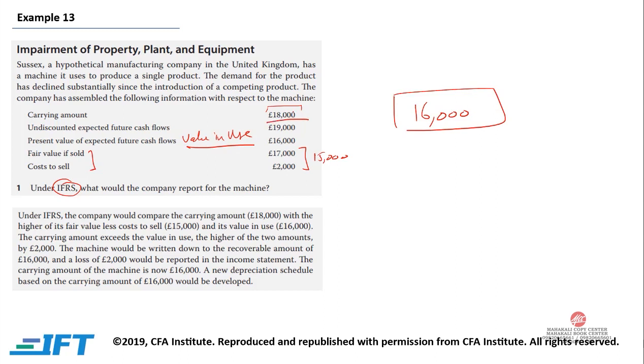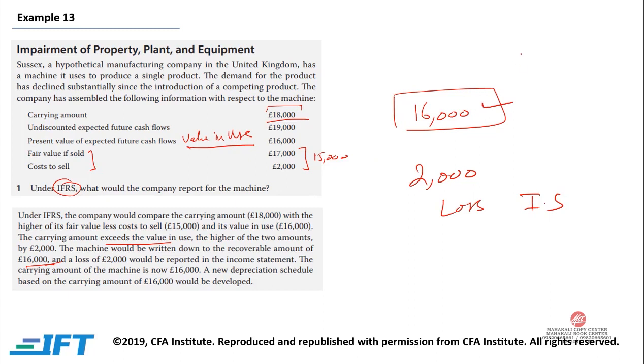And we need to compare it with the carrying amount of 18,000. So 18,000 is more than 16,000. Hence there is this impairment of 2,000 that will be shown as a loss in the income statement. So under IFRS, the company would compare the carrying amount of 18,000 with the higher of its fair value less cost to sell and its value in use. The carrying amount exceeds the higher of the two amounts by 2,000. The machine would be written down to the recoverable amount of 16,000.